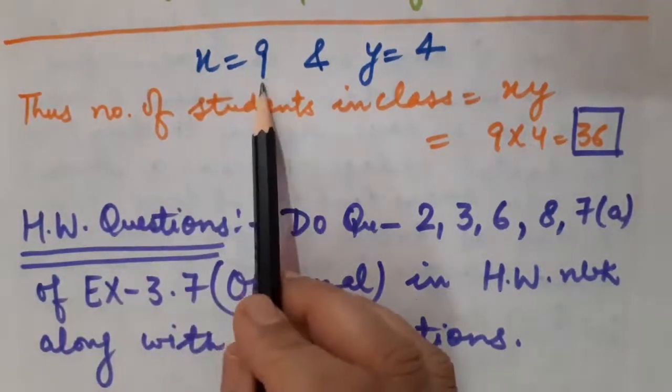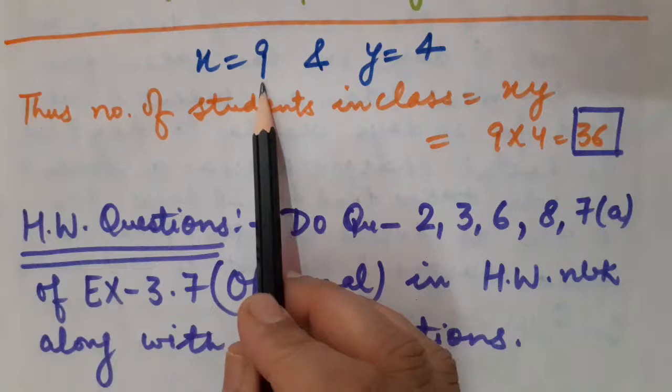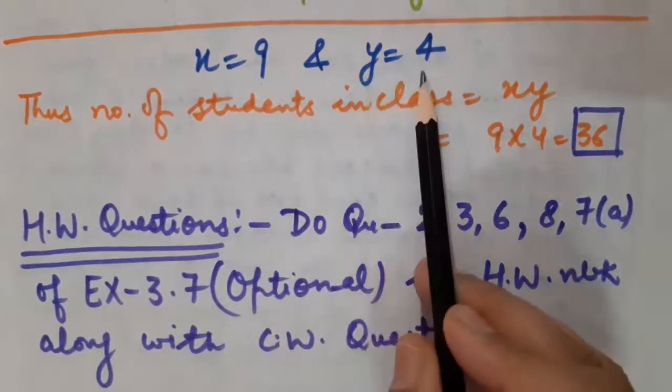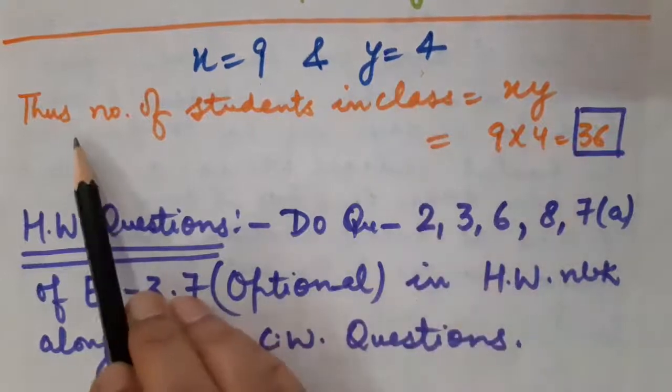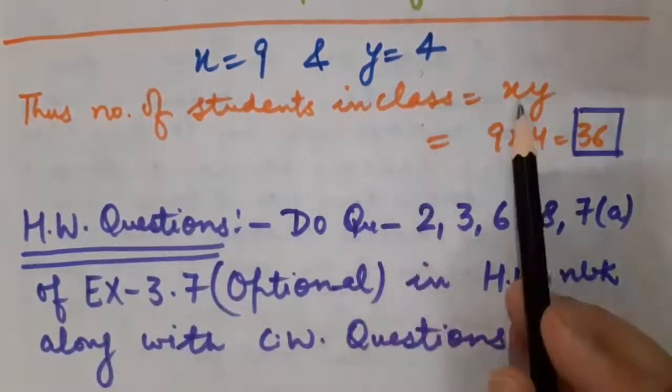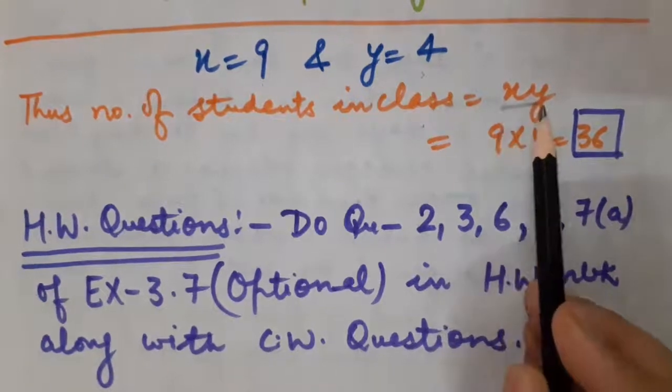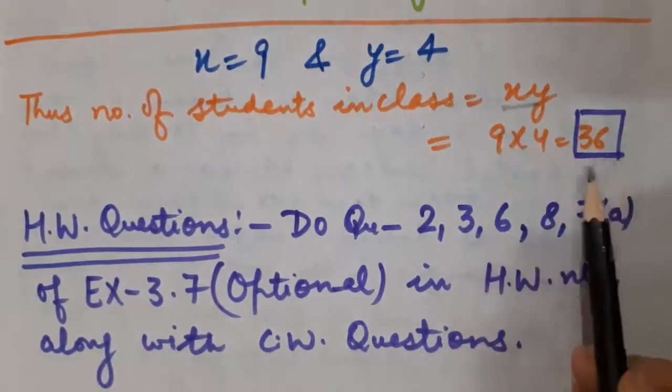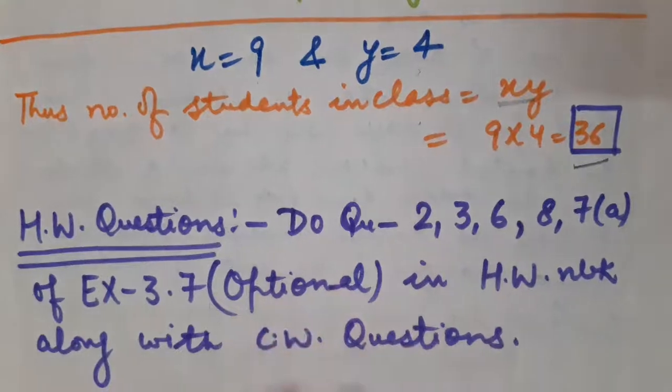So children, x is equal to 9. What is x actually? The number of students in each row. And y is equal to 4. And what is y? Number of rows. Now what is asked in the question? You have to tell the total number of students in the class. How did we calculate that? x into y, that is 9 into 4 is equal to 36. That's it for the day.